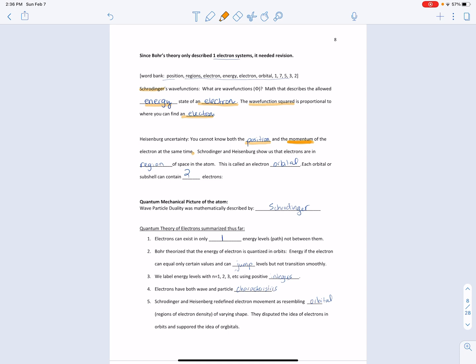So Schrodinger and Heisenberg show us that the electrons are in regions of space of the atom, and that they decided to call them orbitals. So keep it straight. Bohr put electrons in orbits, like planetary orbits. These are electron orbitals, and each orbital subshell contains 2 electrons.